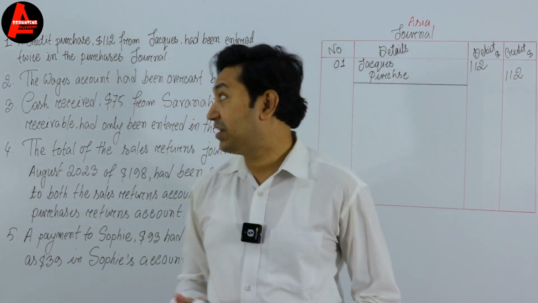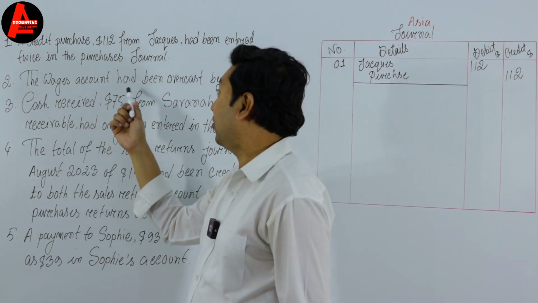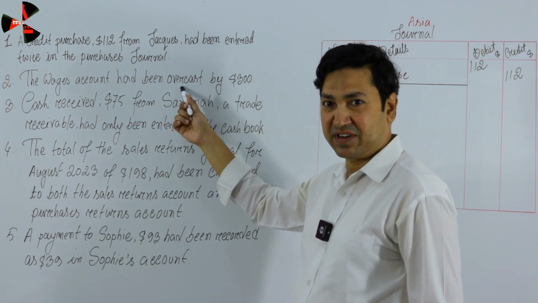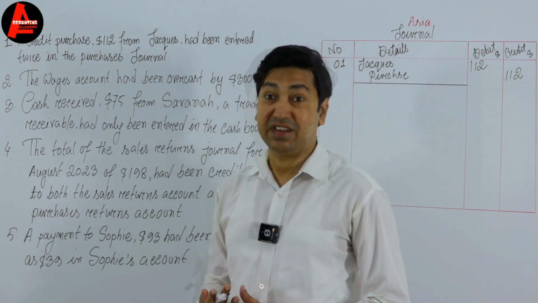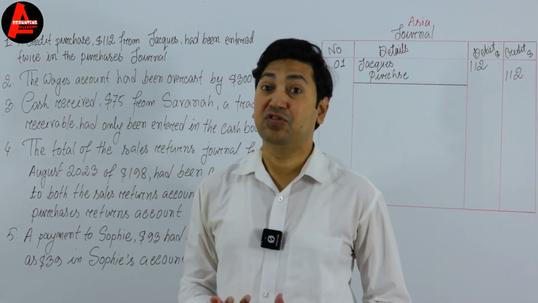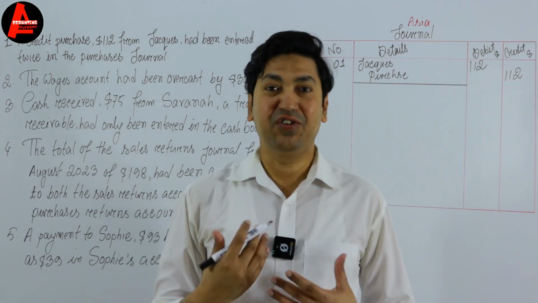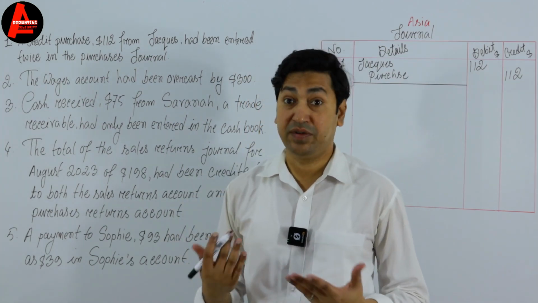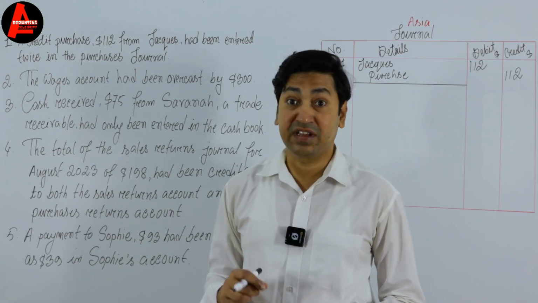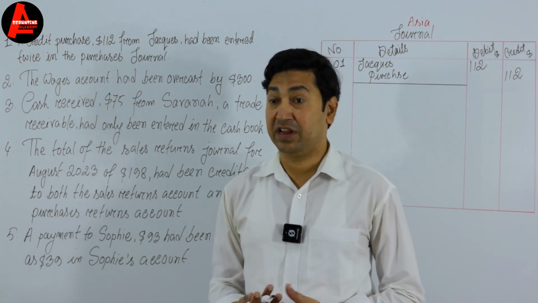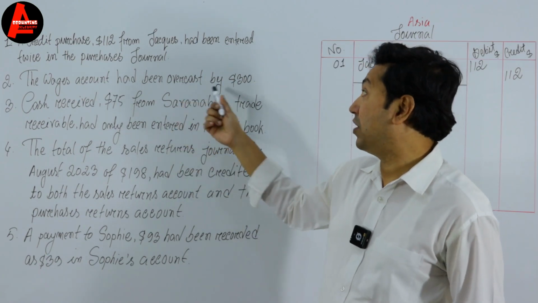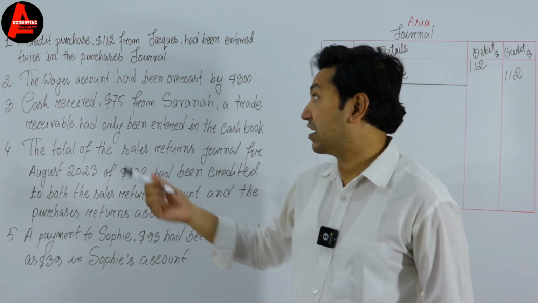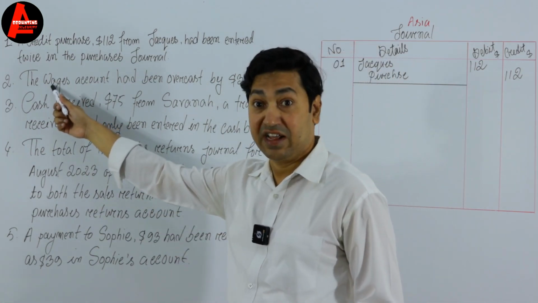So our second one is here. The wages account had been overcast by $300. Had been overcast, that means wages are increased. So now to rectify, simple, we need to decrease the wages, right? As I told you, when expense increases, expense will be debited. When expense is decreasing, expense will be credited. So now mistakenly it had been overcast by $300. To rectify now, we need to decrease the expense. You know, wages are expenses.